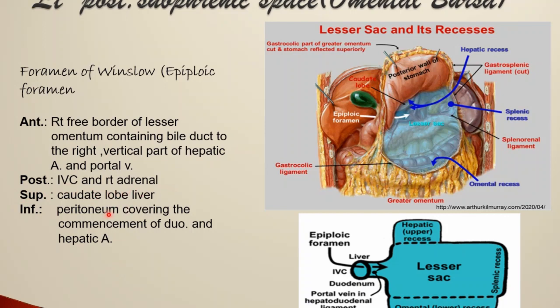Superiorly, you've got the caudate lobe of the liver. Inferiorly, you've got the peritoneum covering the commencement of the duodenum. So see, this is the duodenum. Can you see the duodenum? So that is the inferior, covering the commencement of the duodenum and the hepatic artery out here. Right? Superiorly, you've got the caudate lobe out here. So that forms the boundary of the epiploic foramen or foramen of Winslow.